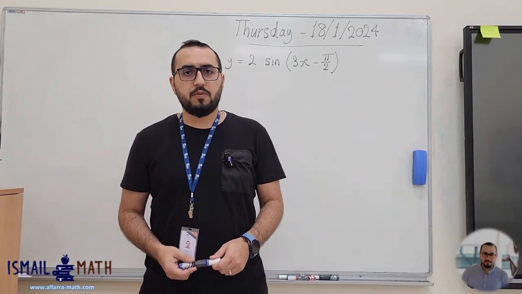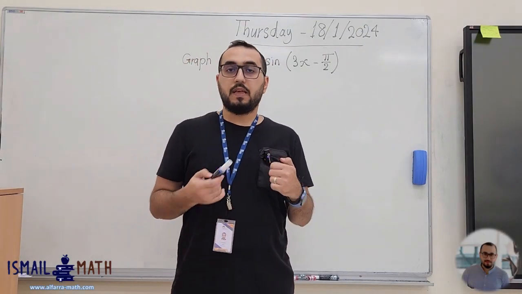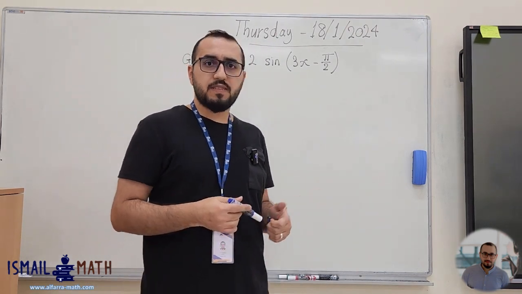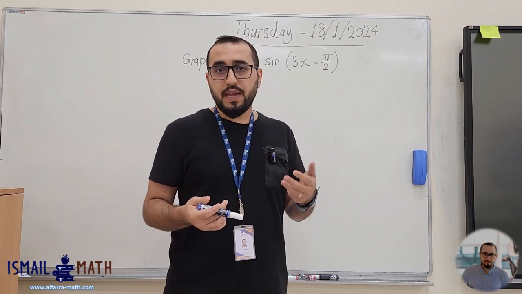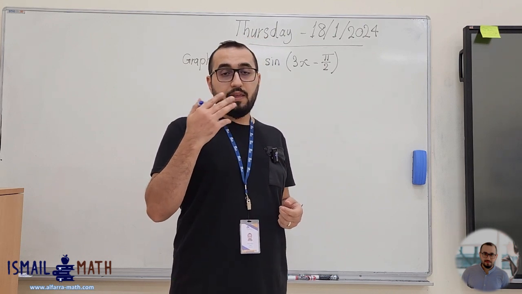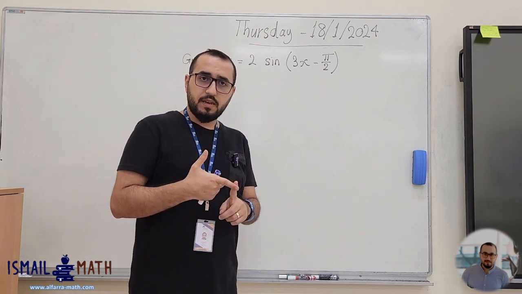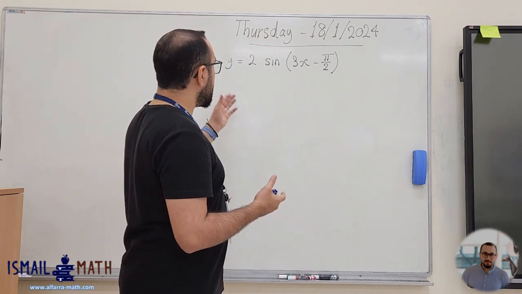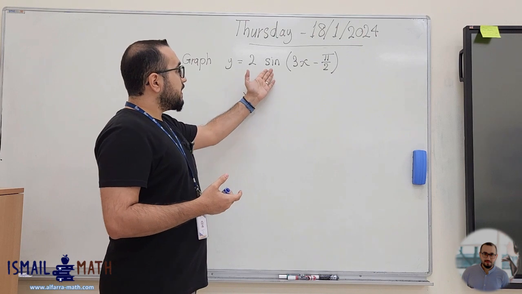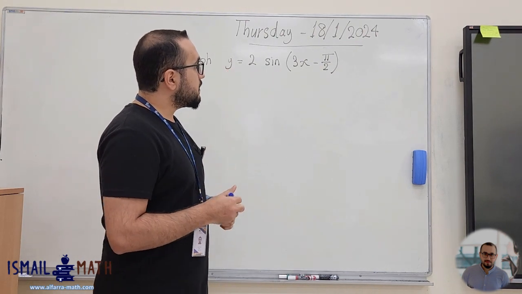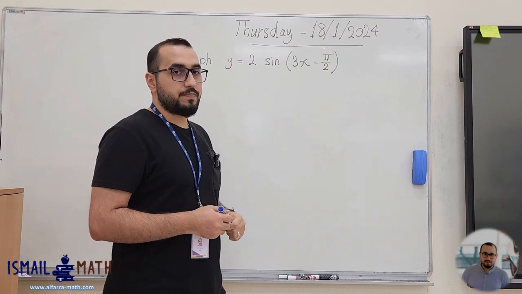Hello everyone. Today we're going to learn how we can graph the trigonometric functions. We have six trigonometric functions, or let's say we have three, and the other three are the reciprocal functions. We have sine, cosine, and tangent. Today we're going to learn how we can graph the sine trigonometric function y equals sine of 3x minus pi over 2.